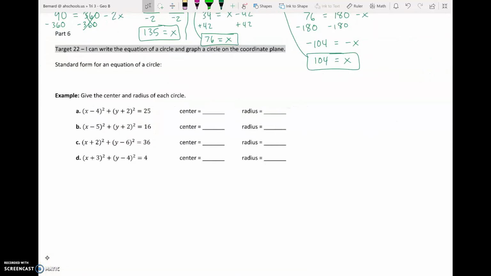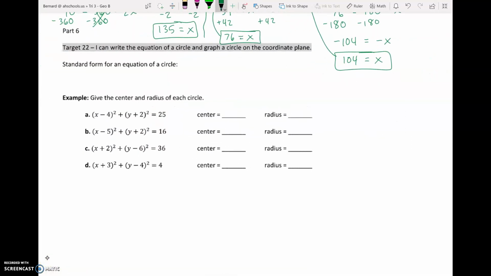Hi everyone, and welcome to the very last part of our Unit 7 note packet, Part 6, and our last learning target of this unit, which is Target 22. And this is all about graphing circles. So it says I can write the equation of a circle and graph a circle on the coordinate plane.